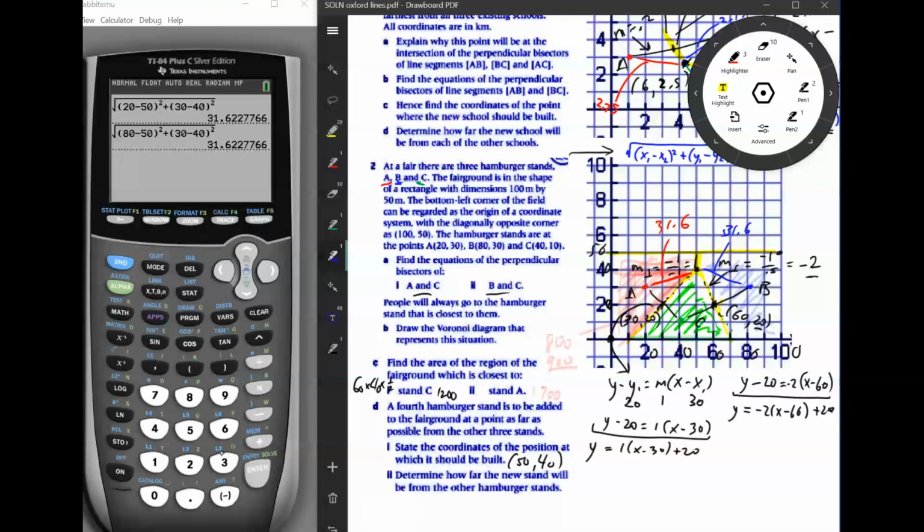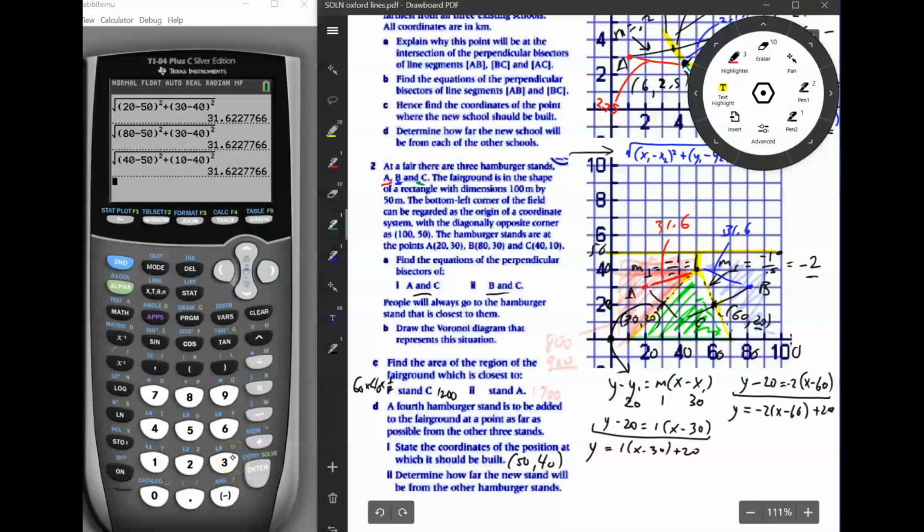And then what about from the green dot to the black dot? So the green dot is 40, 10. So let's change the 80 to a 40, and then the 30 to a 10. Remember, the 30 changes to a 10 because the green dot is at 40, 10, and the 80 changes to a 40 because it's 40, 10. Okay. And once again, it's 31.6.